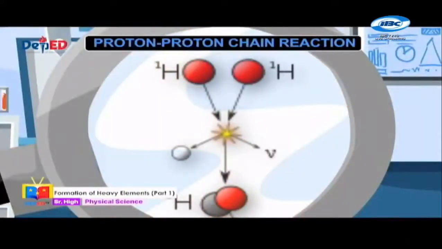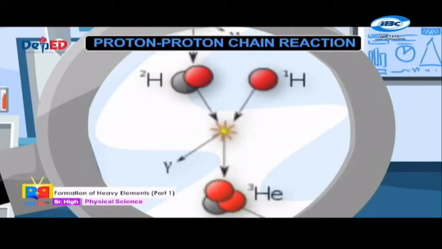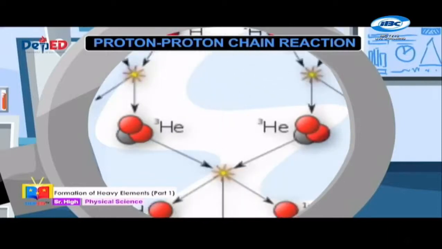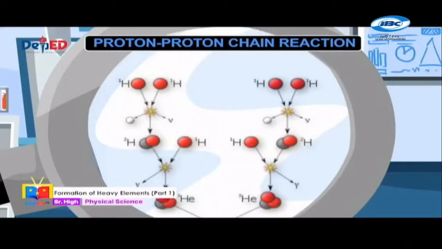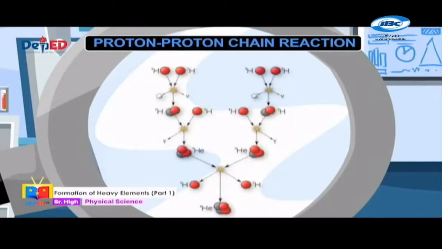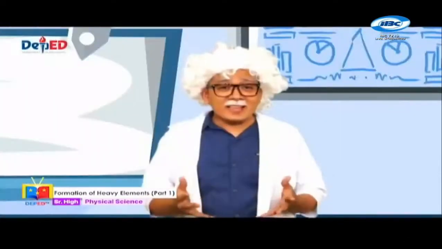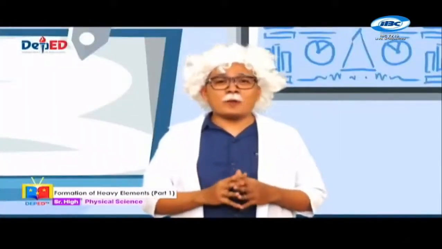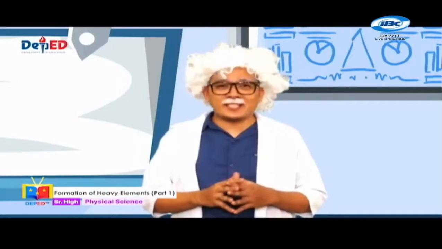Now, what we have left is a deuteron, which is an isotope of hydrogen. Later, another proton hits the deuteron and helium-3 is formed. When this helium-3 meets another helium-3, which was formed from the collision and combination of other hydrogen atoms, they collide and they combine. Two protons will be released to perform another nuclear reaction. And that is how helium is formed through the process of proton-proton chain reaction.